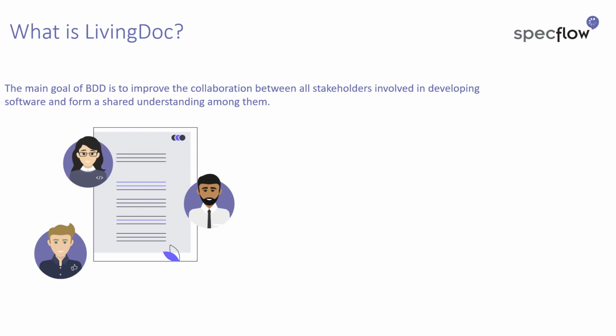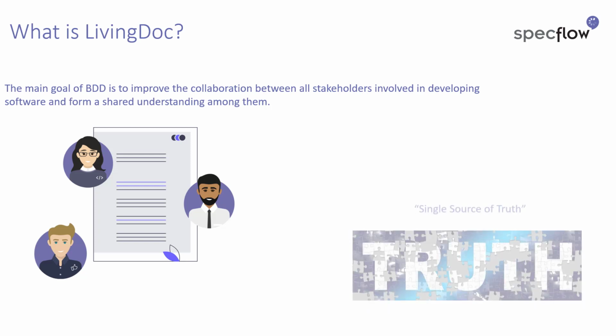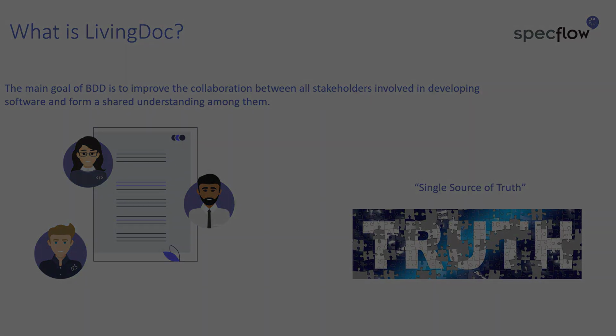To understand this better, let's look at one of the key goals of BDD. The main goal of BDD is to improve the collaboration between all stakeholders involved in developing software and form a shared understanding amongst them. The key word here is shared understanding. And this shared understanding is only achievable if there is a single source of truth.